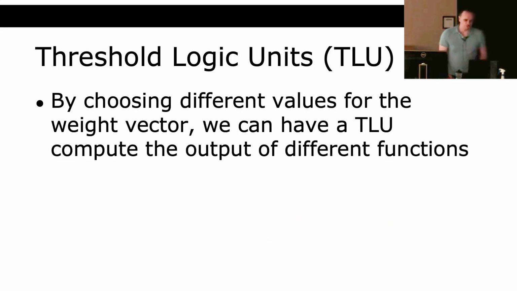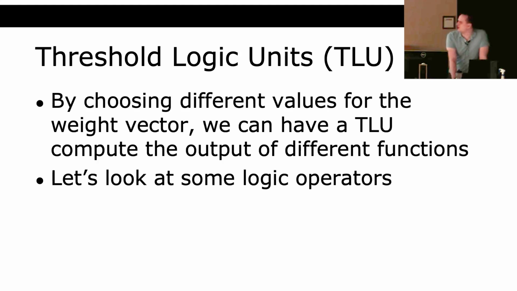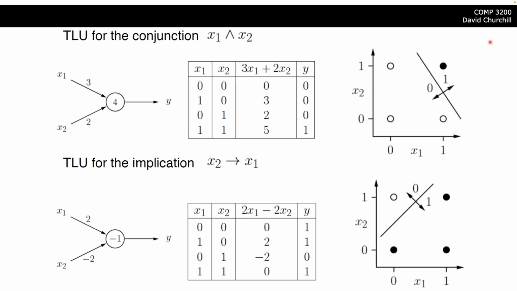By choosing different values for the weight vector, we can have a TLU compute the output of different functions. Oh, that's interesting. So this can be a function approximator. So let's look at some logical operators that we can approximate or actually do perfectly with threshold logic units. The first one up here is the Boolean operator AND. Can we use a threshold logic unit to mimic the behavior of the AND operator with two inputs?